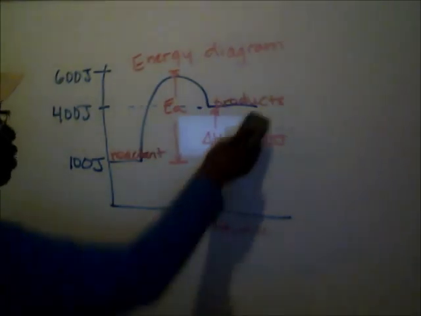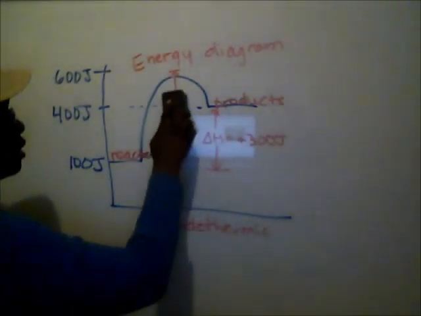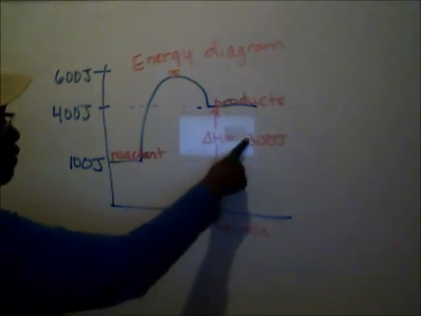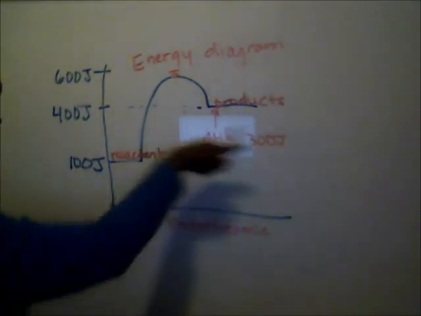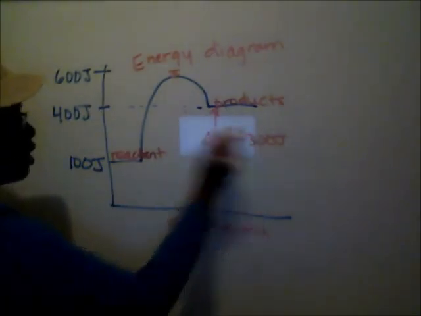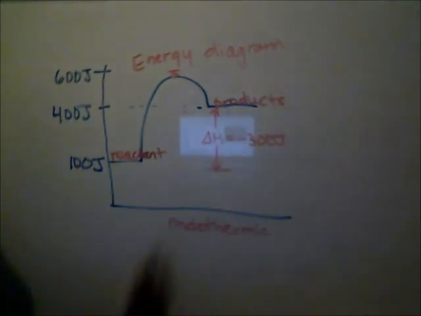Let's assume that we're starting with the products and we're going backwards to the reactants. So I'm going to erase this. The change would still be the same. The only difference is if it was positive going this way, it's going to be negative if we go this way. So if we're starting at 400 and we drop to 100, we lost 300 joules of energy.